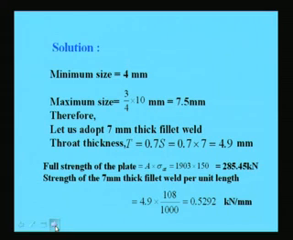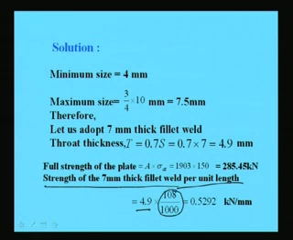So, the strength of the 7 millimeter thick fillet weld per unit length we can also calculate. That will become 4.9, that is the throat thickness, and this is the allowable stress of the fillet weld. So, strength will become 0.5292 kilonewton per millimeter for the 7 millimeter thick fillet weld. So, in this way we can calculate.